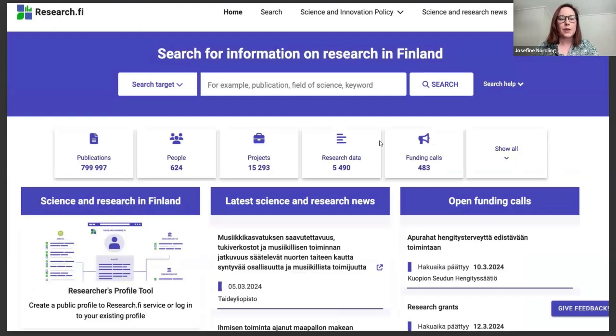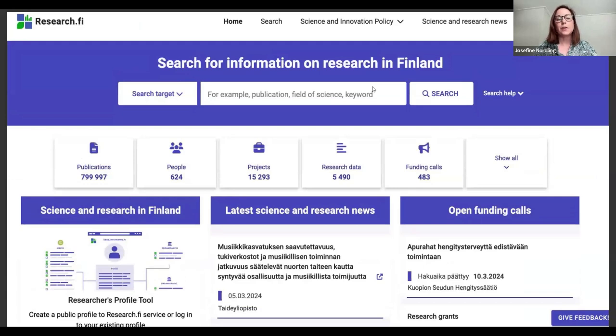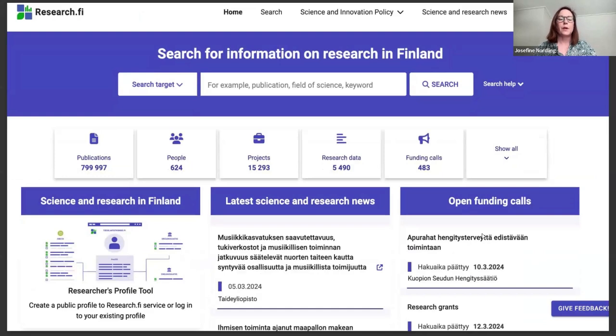So this is what the research.fi looks like. It's a research information hub. So this is where the use case part comes into play in this presentation. You can also consider this service as Finland's national CRIS system that compiles information on Finnish research from institutional, national, and international sources. And its main purpose is to provide an overall picture and a comprehensive information base of the research that is produced in Finland.